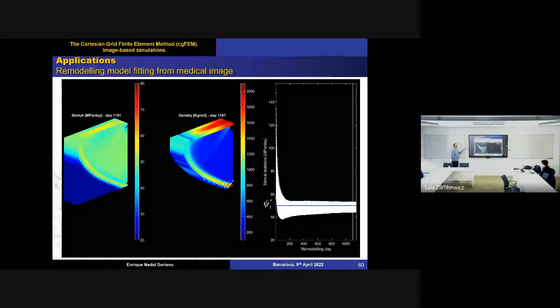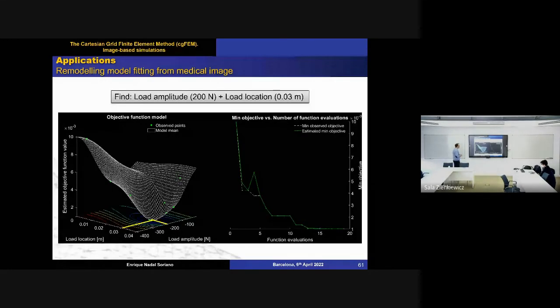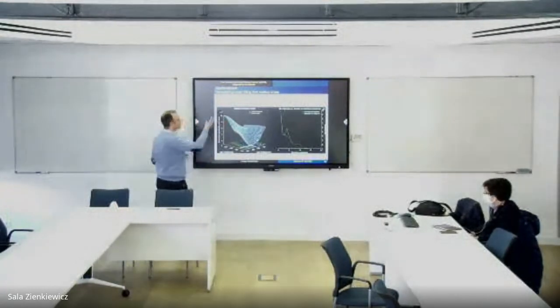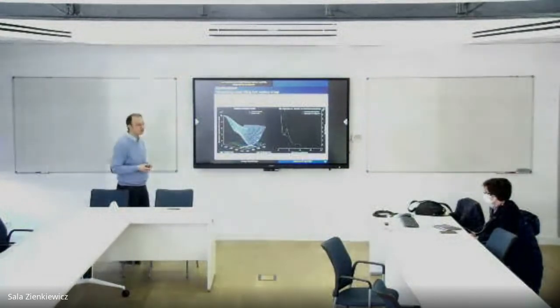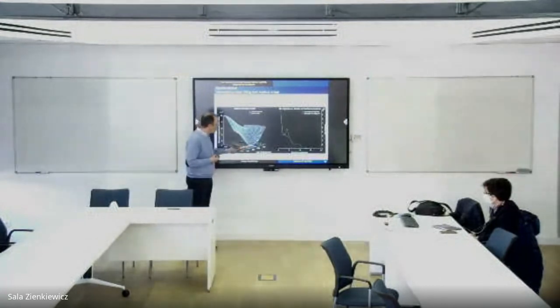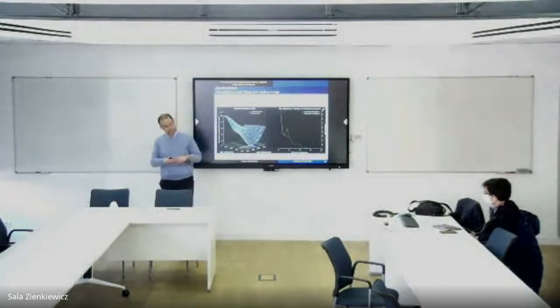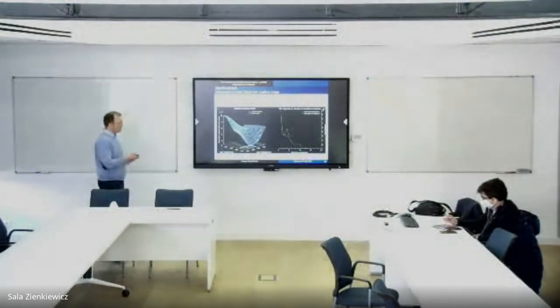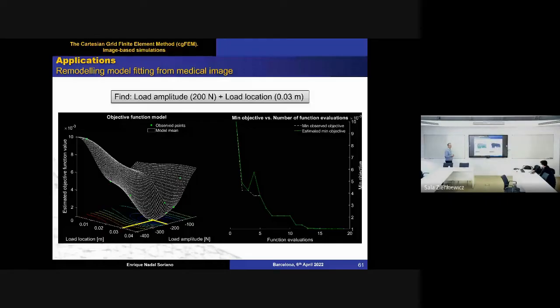Then we run the previous algorithm. We try to do a blind search of the parameters of the position of the loads. So we run the remodeling process for 200 newtons and a location of 0.03 meters, and then the optimization process obtains the load that was generating the stable image. So we do that now for a mandible.